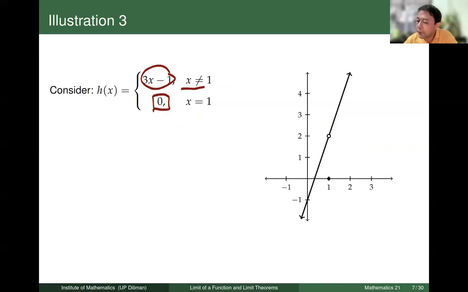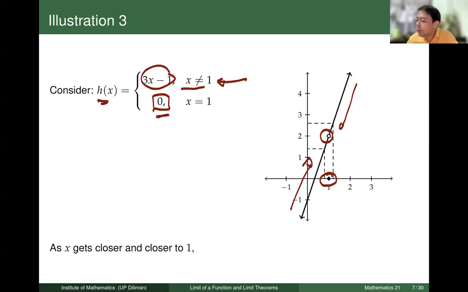So the first line here, 3x minus 1, x not equal to 1, this is the entire line that we have, okay? And then you have the hole there. However, when x is equal to 1, the value of h of x is 0. So there's the point. You see the point there? So it's like you have a point at y equals 2 and it dropped to 1. So the function value at h of x is 0. But what is the function value of h as x approaches 1?